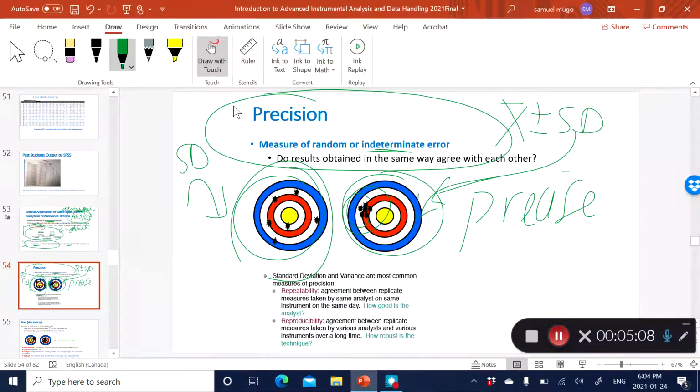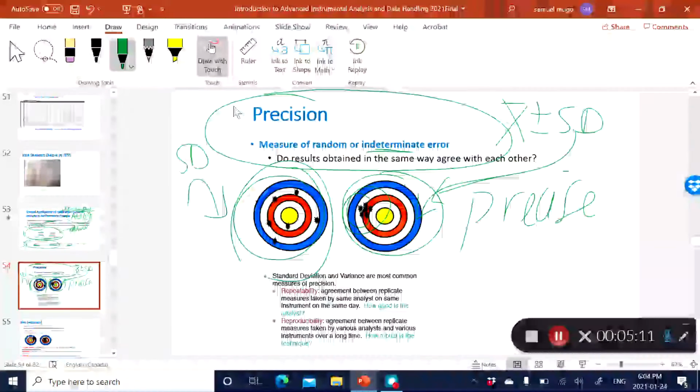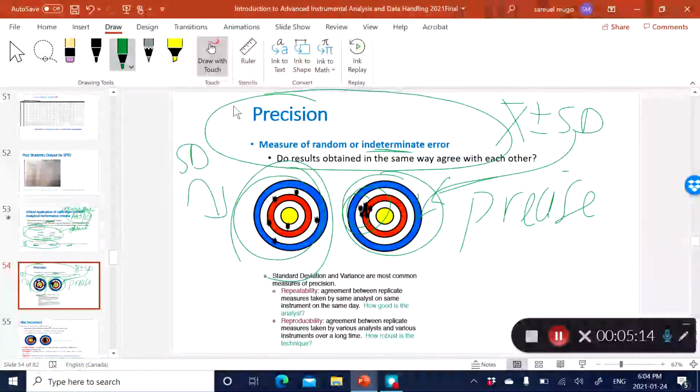I should say that precise data doesn't necessarily mean that it is actually accurate. As you can see, this data can be very, very precise, but very, very inaccurate, meaning, of course, it's very far, figuratively, from the bullseye. Whereas in this other case, the standard deviation is very large, meaning precision is very poor, but the data could actually be more accurate. So don't confuse the two. Precision and accuracy are fairly different.